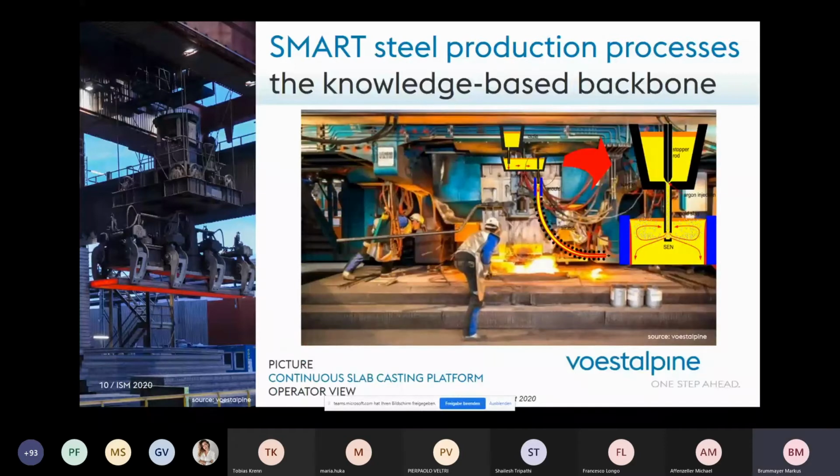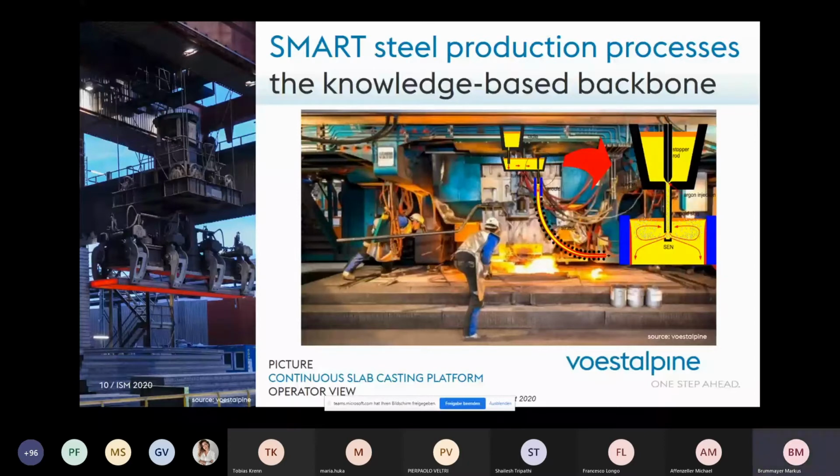So let's look at the casting platform, which looks a little bit different in terms of what the operator can really see. Here you can see a typical picture of the casting platform of a continuous casting machine. The operator is in front of the mold. The oscillating mold contains liquid steel with a temperature of approximately 1600 degrees Celsius.